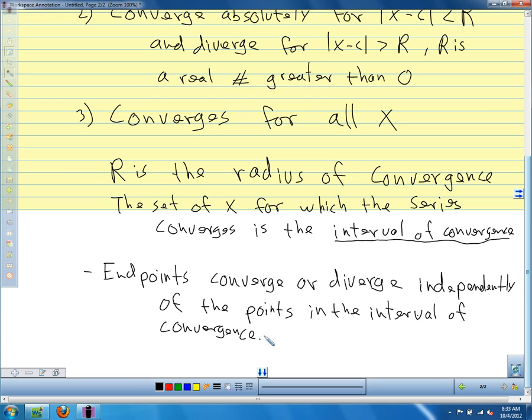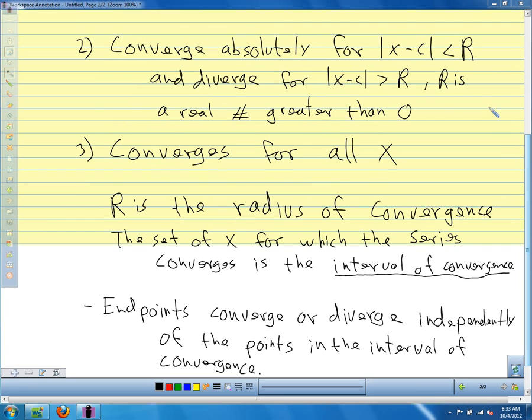So what this is telling us is we have to test the endpoints separately when we're testing a power series for convergence. We have to test the endpoints separately, and that's an easy one to forget. So we determine our radius of convergence, our interval of convergence, and then we need to test the endpoints. And that will give us a picture of when our power series converges or diverges.